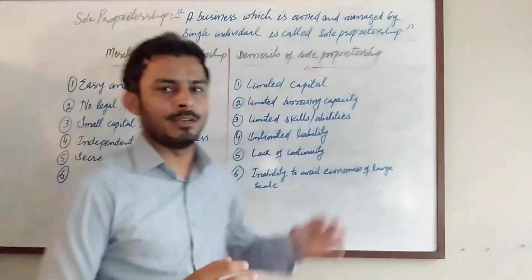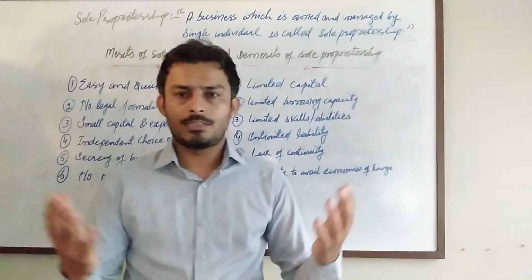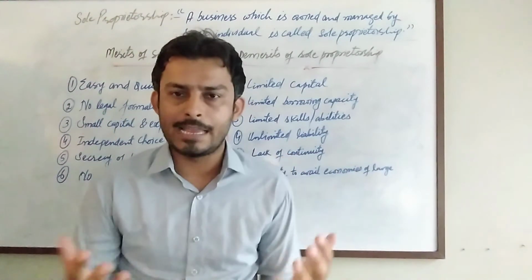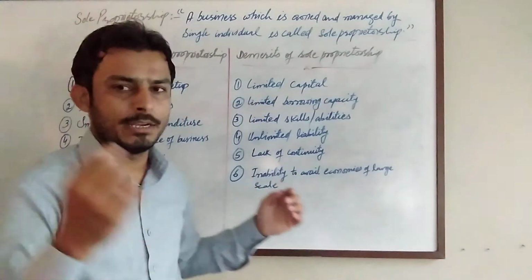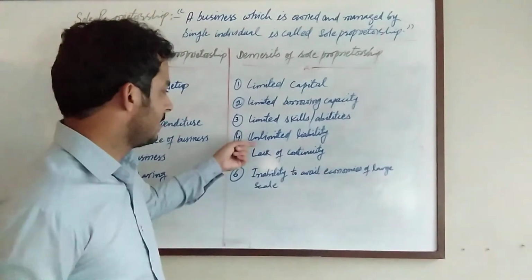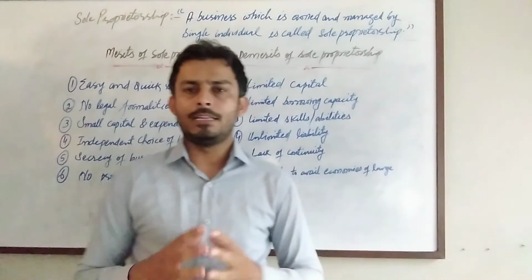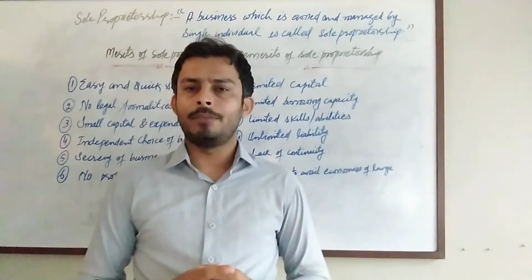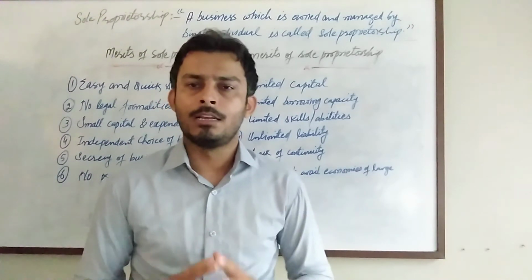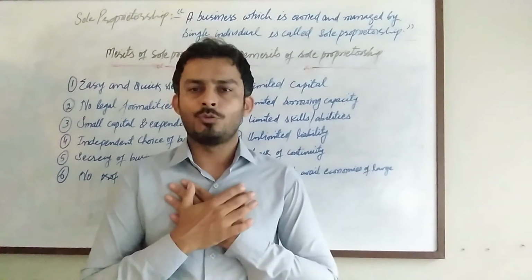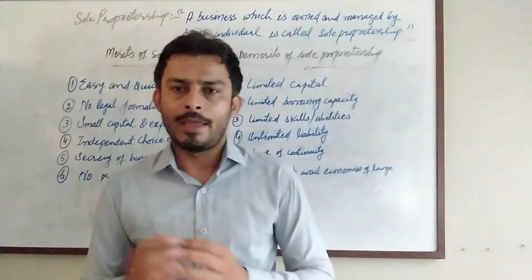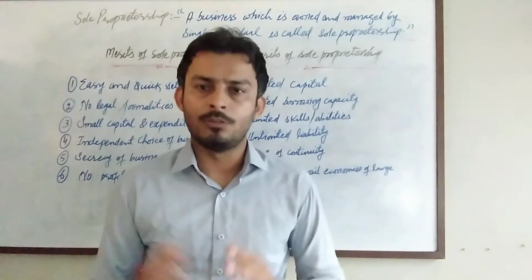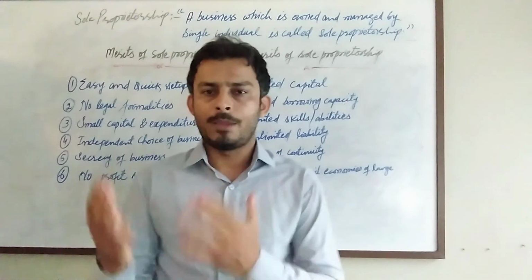Limited skills and abilities, because there is only one individual who is managing. As it is said, two are better than one, meaning more than one mind creates synergy, but here that is not the case. So one individual has limited skills and abilities. Unlimited liability is quite simple. You can refer back to the previous video, the introduction to the joint stock company, in which I talked about limited and unlimited liability. Unlimited liability means, suppose I am a sole trader, I've invested my amount, and I went to the bank or a financial institution for a loan. After a certain period of time, I was unable to pay back the loan. Then my personal properties will also be sold to pay back the loan.